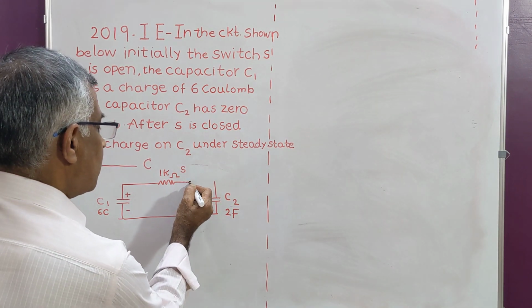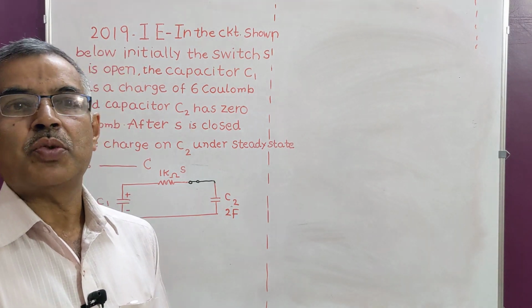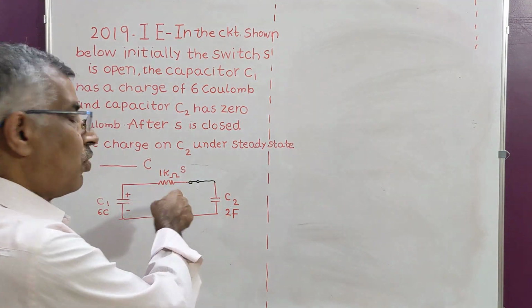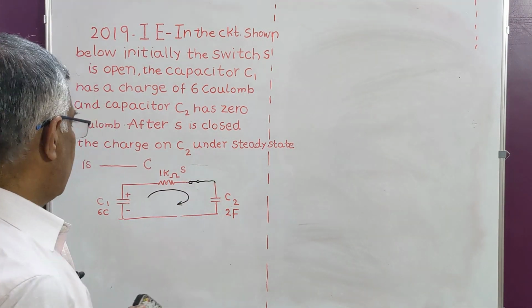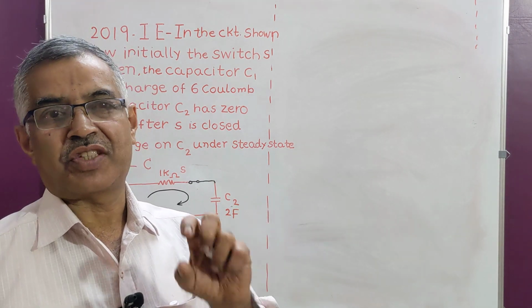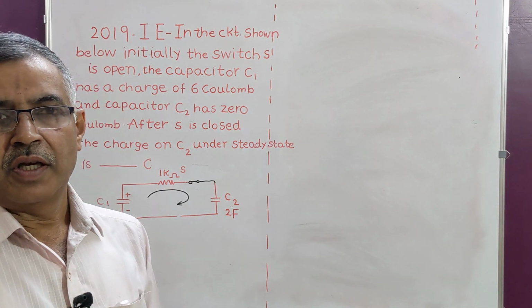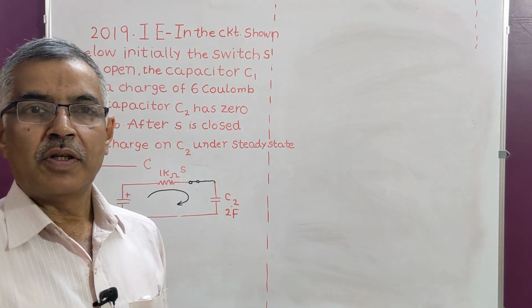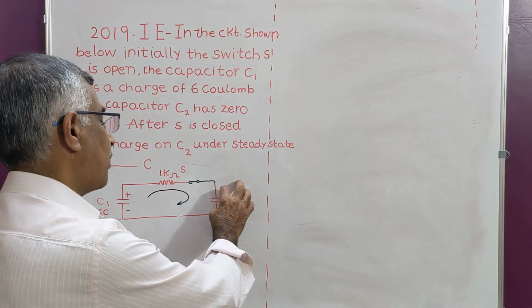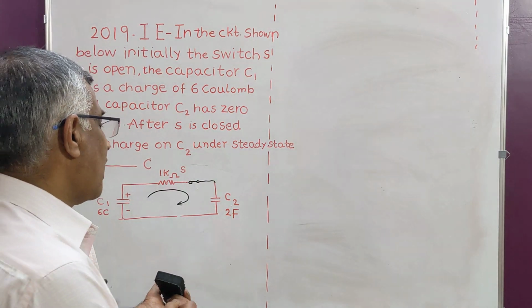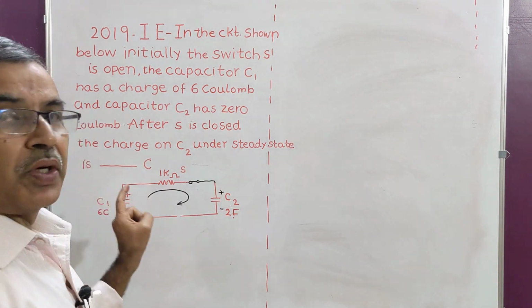As the switch is closed, the capacitor which is charged to 6 coulomb has to circulate current. During the process of circulation, what happens? Capacitor C1 loses charge and capacitor C2 gains charge. How long does this continue? As C2 gains more and more charge, its voltage is going to build up. At one stage, this voltage becomes equal to this voltage.